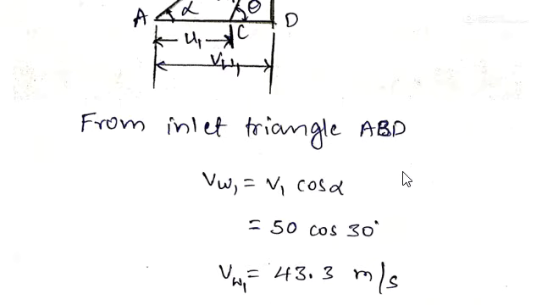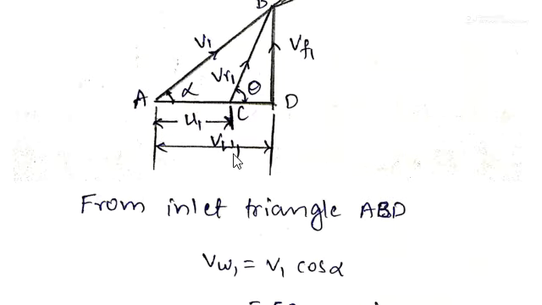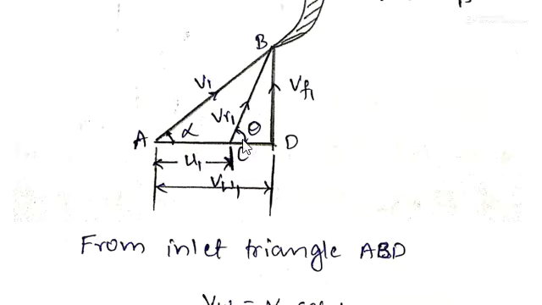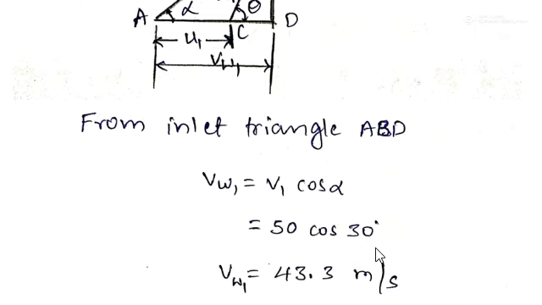From the inlet triangle ABD, we can write VW1 as V1 cos alpha. Cos alpha is adjacent by hypotenuse, that is VW1 by V1, or VW1 equals V1 cos alpha. V1 is given 50 and alpha is 30 degrees. Simplifying that, we are getting VW1 as 43.3 meters per second.